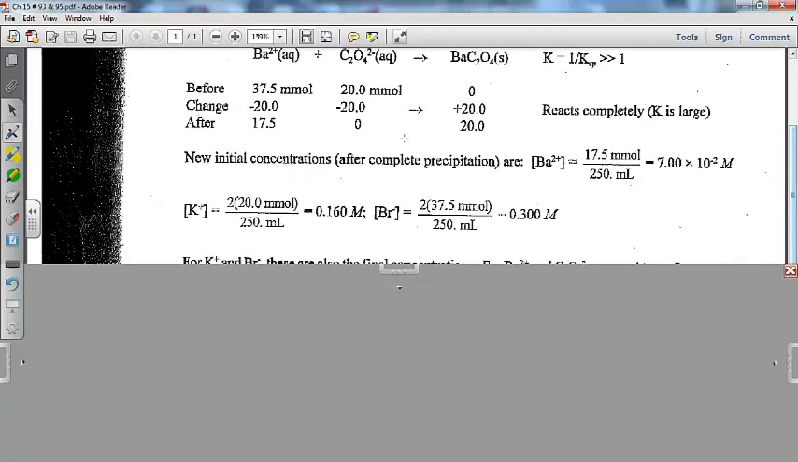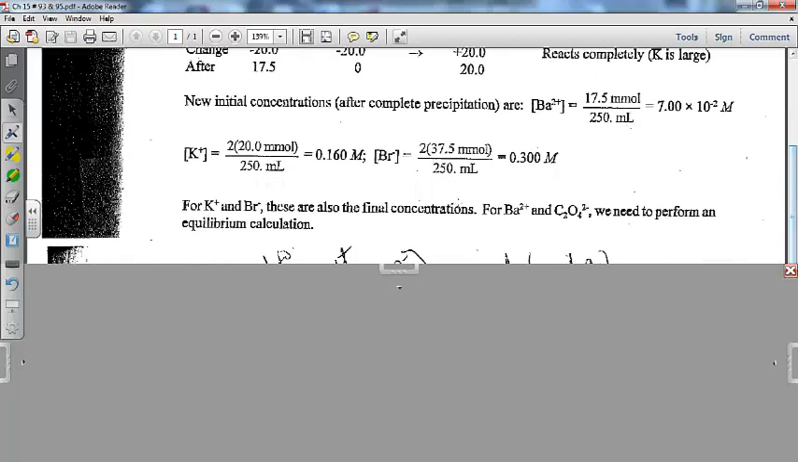Then we're going to have, for potassium, the reason we had to multiply potassium by 2 is that potassium was paired up with, what was it paired up with? It was paired up with oxalate. Oxalate's 2 minus, potassium's 1 plus, so we have to multiply that by 2. Same thing with bromide. Barium's a 2 plus, bromide's a 1 minus, so we have to multiply it by 2. So we've got our initial concentrations of potassium and bromide. Now for potassium and bromide, these are the final answers because they don't participate in a solubility product problem. So for potassium and bromide, these are our final concentrations, so we're good.